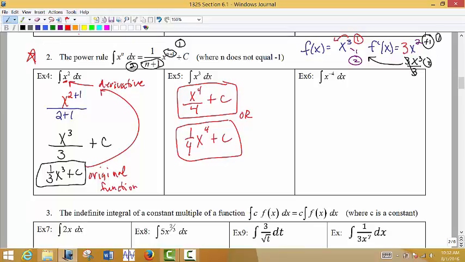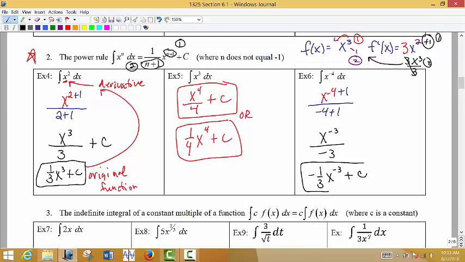Okay, here's where you want to be careful. What if you have a negative exponent? So I have x to the negative 4th. When we add 1 to that power, we're going to divide by the new power, so that would be negative 4 plus 1. So negative 4 plus 1, that would be x to the negative 3 power, and then now I'm dividing by negative 3. So this would be the same thing as negative 1/3 times x to the negative 3 power, and then we're going to add our constant of integration. Once again, you can check your work by taking the derivative of this and seeing that you get back the integrand.